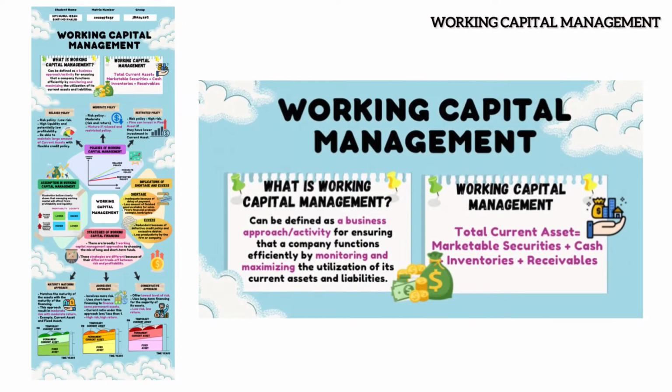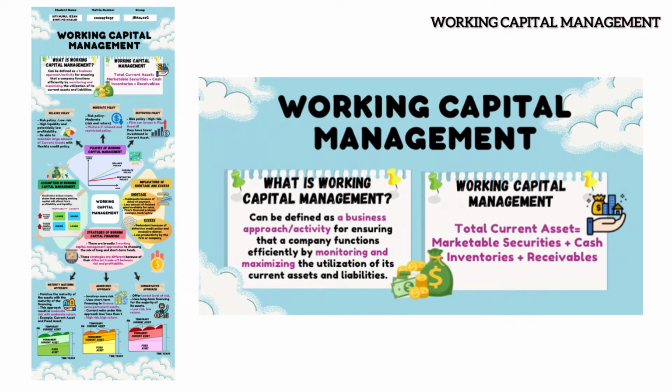We go through to Chapter 7 on working capital management. So what is working capital management? Working capital management can be defined as a business approach or activities for ensuring that a company functions efficiently by monitoring and maximizing the utilization of its current assets and liabilities. In working capital management, how do we find the total current assets? Total current assets equal marketable securities plus cash plus inventories and also plus account receivables.